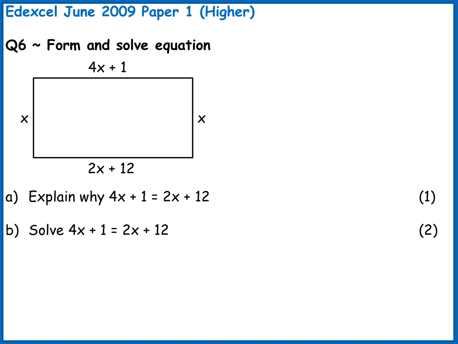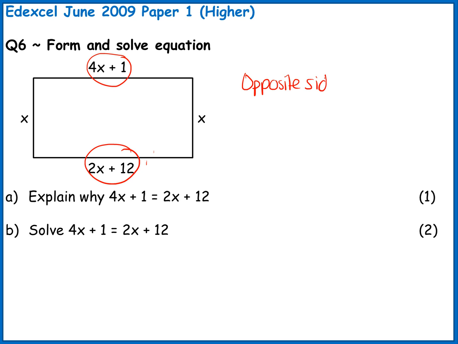So part A, we need to explain why 4x plus 1 equals 2x plus 12. If we look at the geometry here, there's 4x plus 1 and 2x plus 12. Those are both sides in a rectangle, and we know that opposite sides of a rectangle are equal. So this pair of parallel sides here is equal.